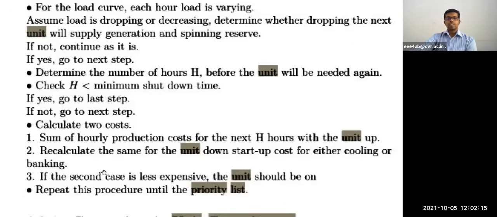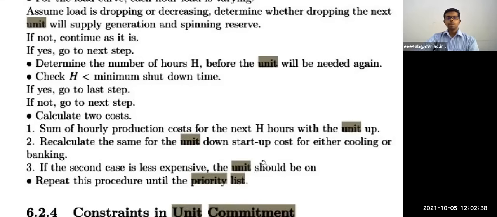If the second case is less expensive, recalculate the same for the unit down startup cost for either cooling or banking. If this is, let's say, expensive, then the unit should be on. The particular unit should be on.